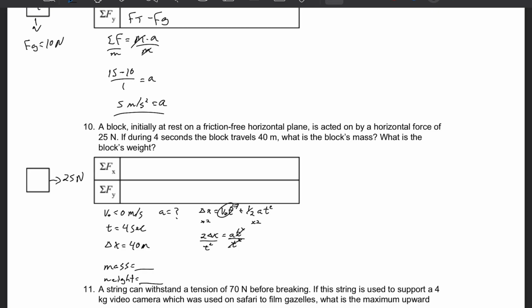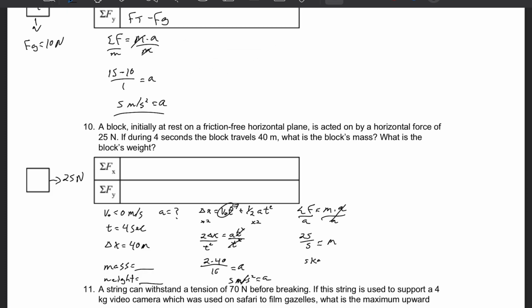And we've got 2 delta x, or 2 times 40, over t squared. T is 4, so t squared would be 16, is equal to a. So 2 times 40 is 80. 80 divided by 16. Is that 5? I think that's 5. Yeah, 5 meters per second squared is our acceleration. Now that we have the acceleration and we have the net force, that 25 newtons to the right, they said there was no friction to the left. Our net force is mass times acceleration. Divide both sides by acceleration and you're solving for mass. The net force 25 divided by the acceleration of 5 is the mass. So 5 kilograms is the mass.